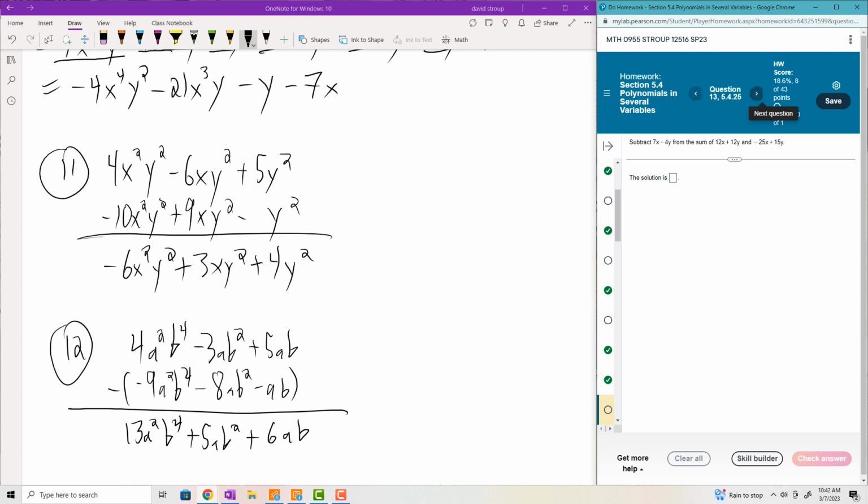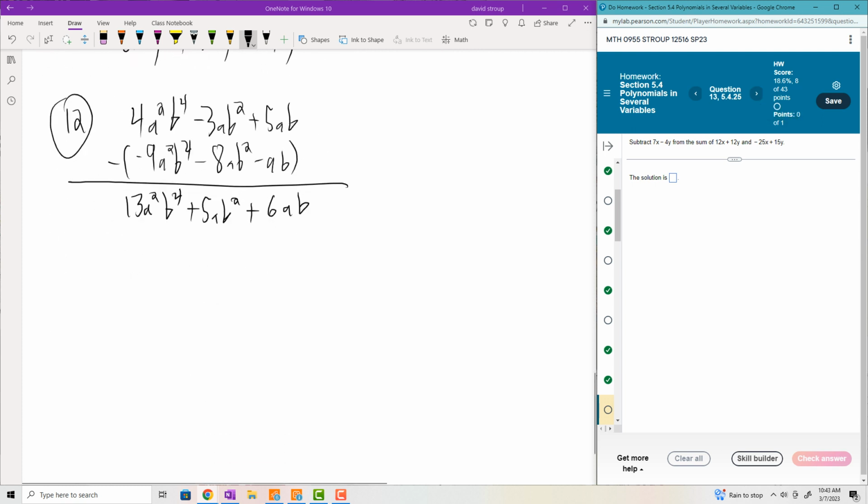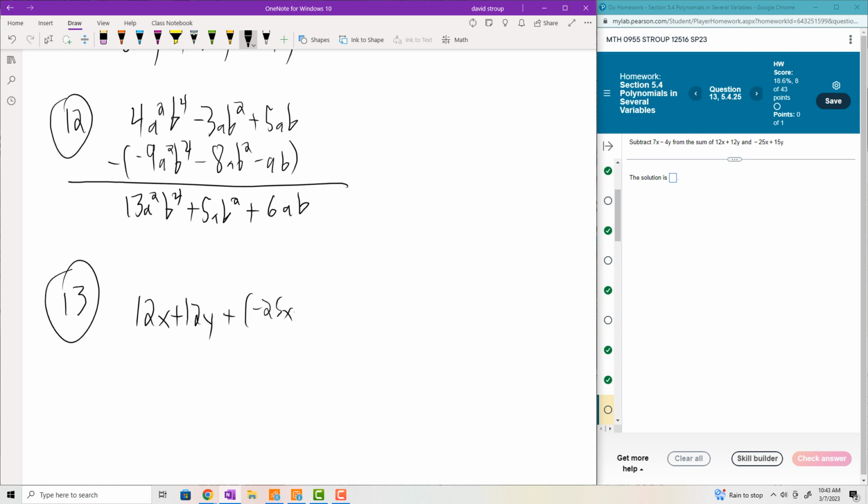Okay, and then this is kind of a story problem. Subtract 7x minus 4y from the sum of 12x plus 12y and negative 25x plus 15y. So first you add the two polynomials, 12x plus 12y and negative 25x plus 15y. Add those together. But then you subtract this polynomial away, 7x minus 4y. Subtract from means kind of reverse the order, right?